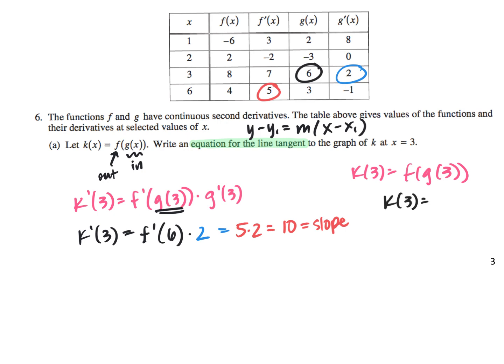No, that's a good call. We only do chain rule when we're taking a derivative. That's a great question, Colin. Right here, we just need k of 3, which is f of g of 3. g of 3, what do we got? 6. And then we need f of 6. So what's my point? Write it as an x comma y. 3, 4. You guys, we have a point now and a slope? Yes. Help me out. What's my point slope form?